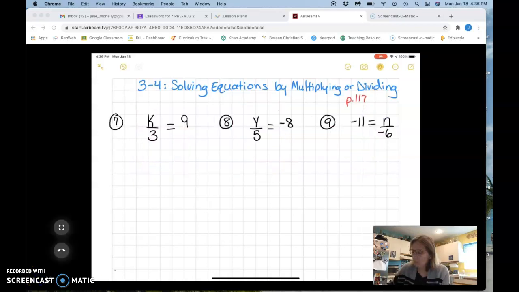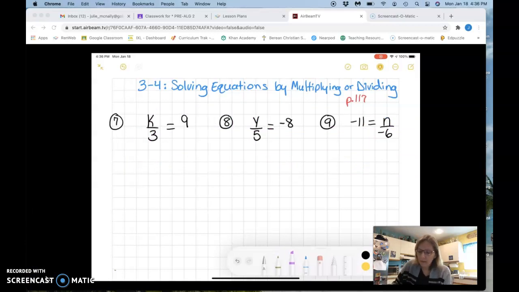All right, here we go with the next 3. So now we're going to look at what's happening with the variable, and we're going to do the opposite. So now I see a fraction. I know fraction means divide, so I have to do the opposite of divide, which is multiply. I'm going to multiply by what is on the bottom of the fraction. Whatever I do to one side, I have to do to the other.